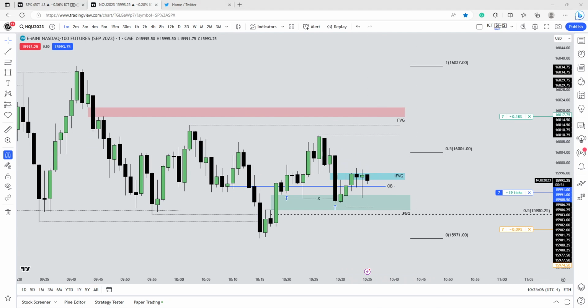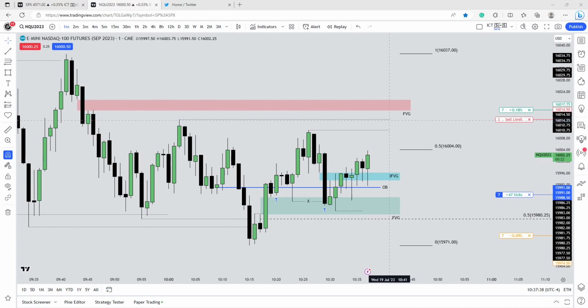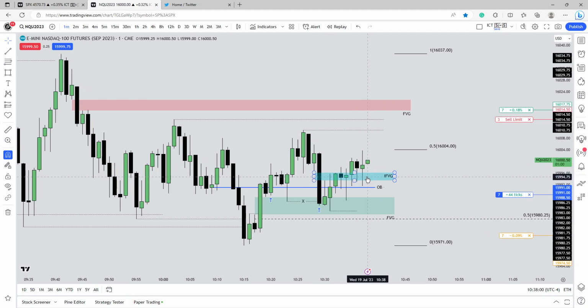So I did actually just set a limit order to sell 3 contracts right above this buy side liquidity. Just in case it doesn't want to kick into there, it's always good to take partials. So that is going to be at 16,014.5. And then we'll sell the remaining 4 at the lower end of this sell side imbalance, buy side inefficiency fair value gap. You can see that it is treating this inverse fair value gap as real support.